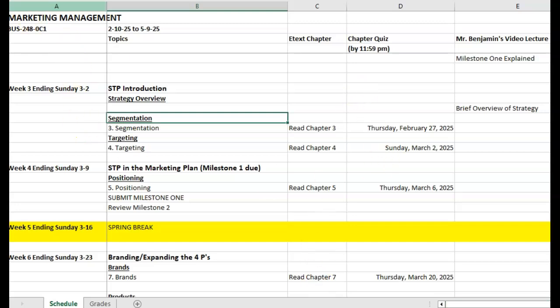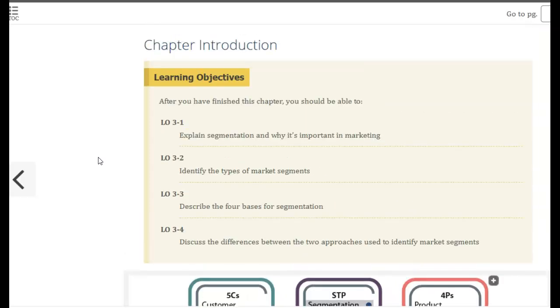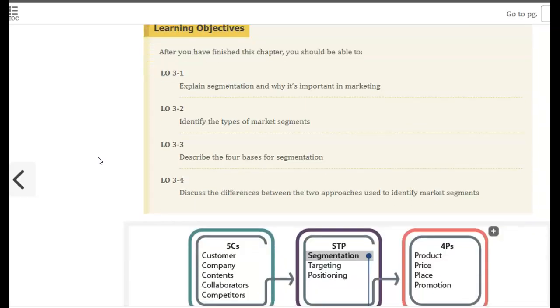Let's take a look at the text. Chapter 3 concentrates on segmentation. Your objective here is really to understand what segmentation is and why it's important in marketing. And it really is, so take the time to understand it. Identify the types of market segments that there are. These are pretty cursory looks at it, but it gets the right concepts across, and you can get an understanding of what goes into it.